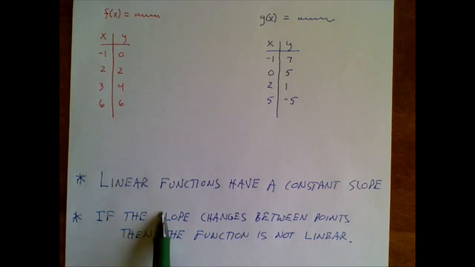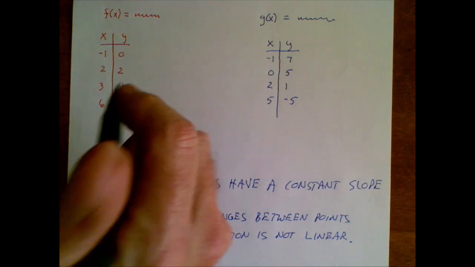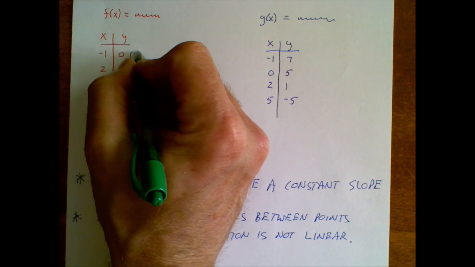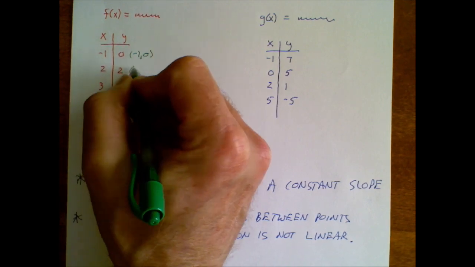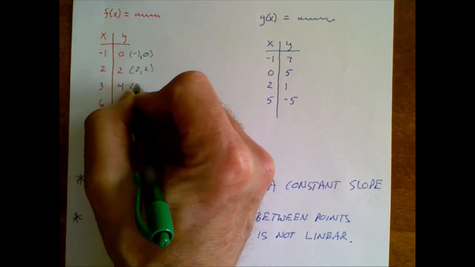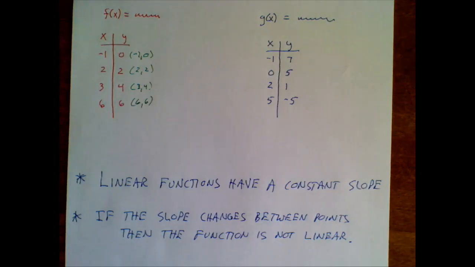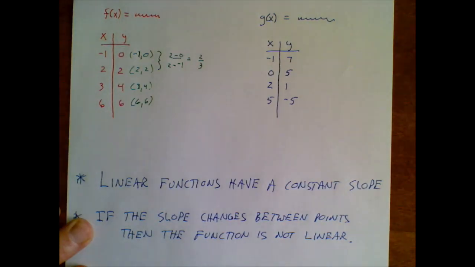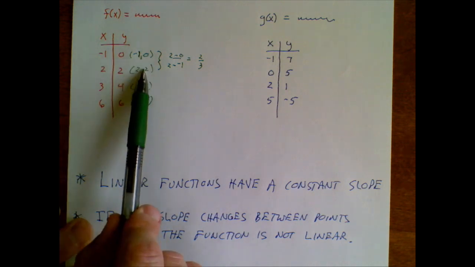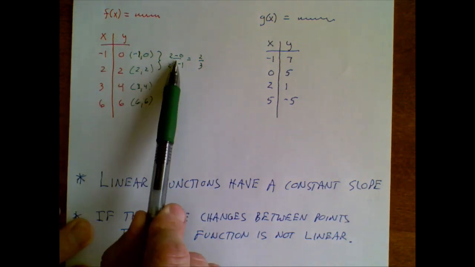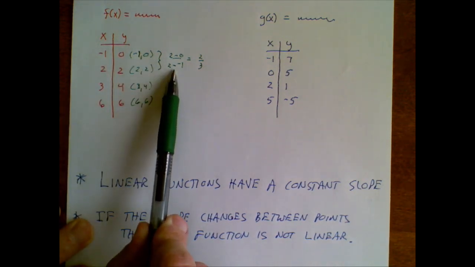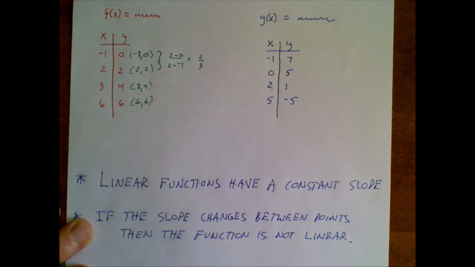But let's use these two rules with the data table and pretend that we weren't going to take the time to graph. What I need to do is treat each one of these as an ordered pair and then find the slope between each ordered pair. For example, between these first 2 points, I did my y minus y over my x minus x, and I got a slope of 2/3.